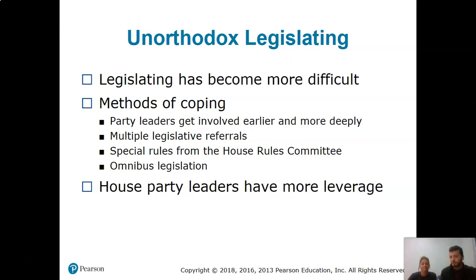Right. Good. House party leaders have more leverage. So again, party leaders in the House have a little bit more leverage, especially on the Rules Committee. And again, the majority party decides the chairs on those committees, and they have a lot of power in regards to committee decisions.